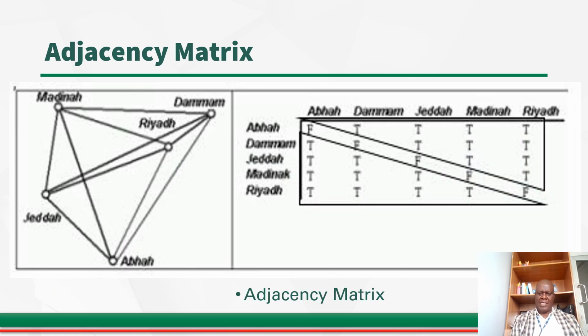So that again is an adjacency matrix. Medina to Dammam, to Riyadh, to Jeddah, to Abha. So we are also looking at the distance.